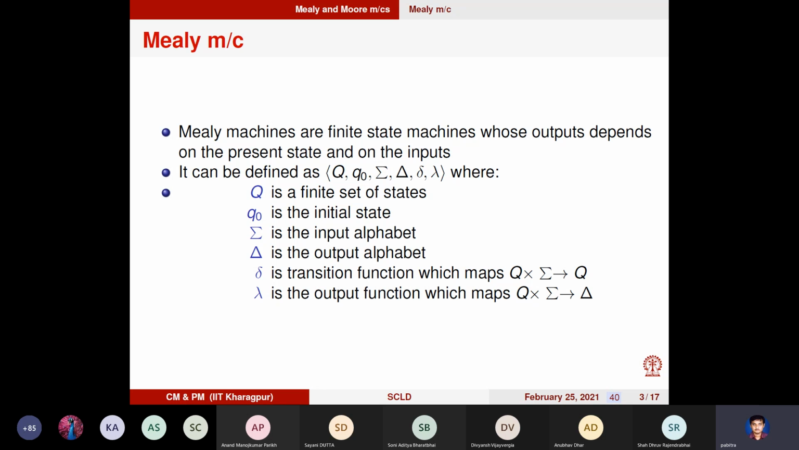Sir, what is this output function, sir? I'm unable to understand. Yes.